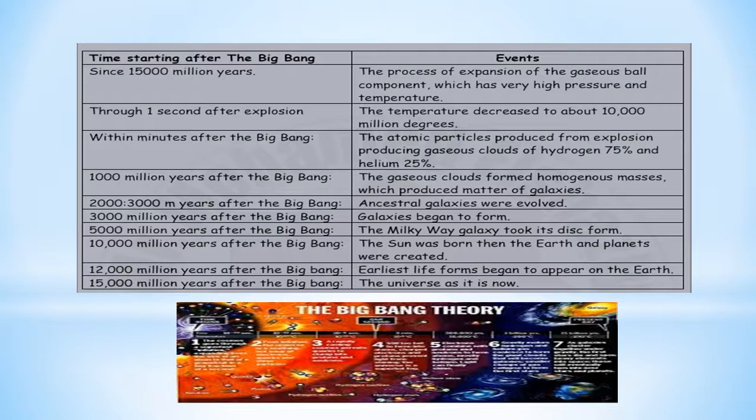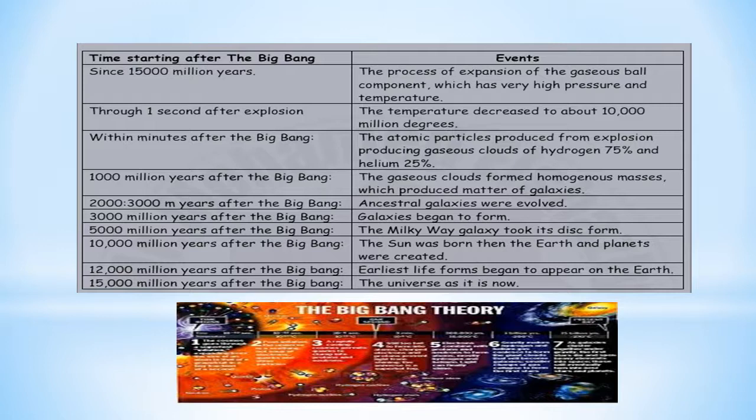After about 5000 million years, our galaxy, the Milky Way, took its disk form. After about 10,000 million years, the sun was born. Then the earth and the planets were created. So we have the sun, then the earth and the planets, created after about 10,000 million years.